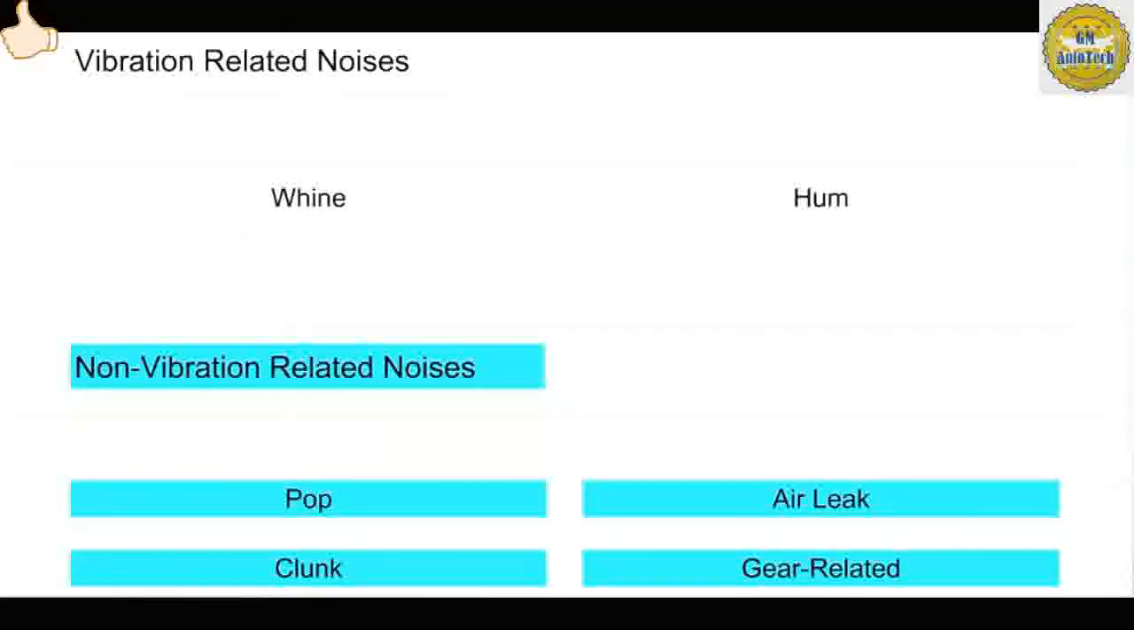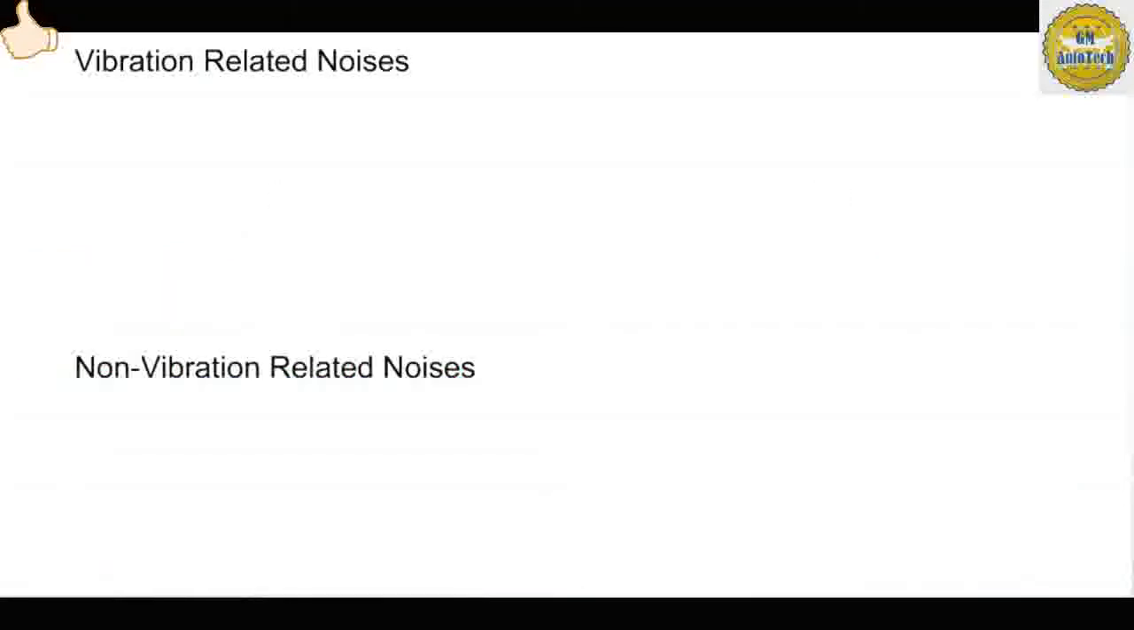Vibrations are sometimes accompanied by a noise. These noises are continuous and are described as a whine or a hum. The other non-vibration related noises can be momentary, like those described as a pop or clunk. Non-vibration related noises also include air leak or gear related noises.